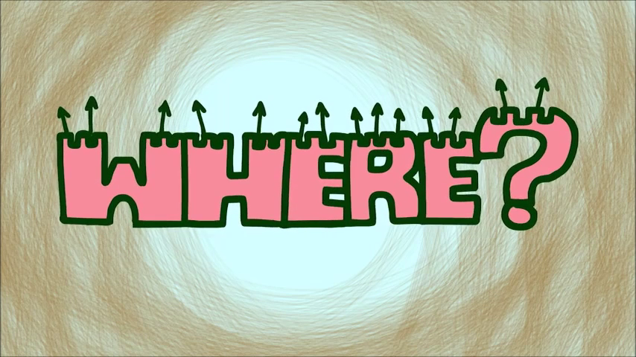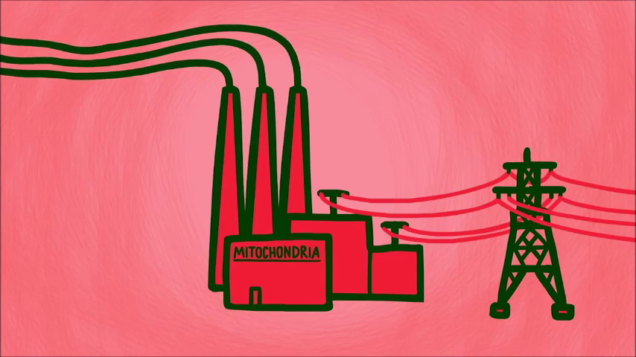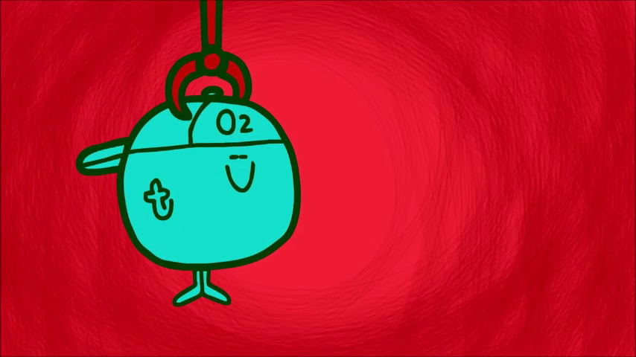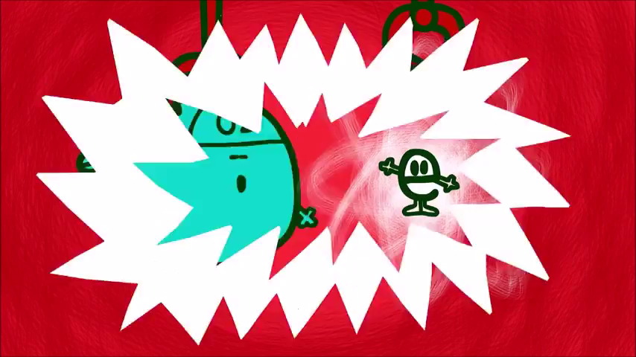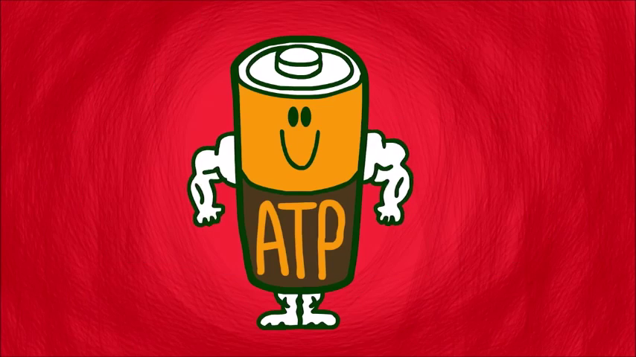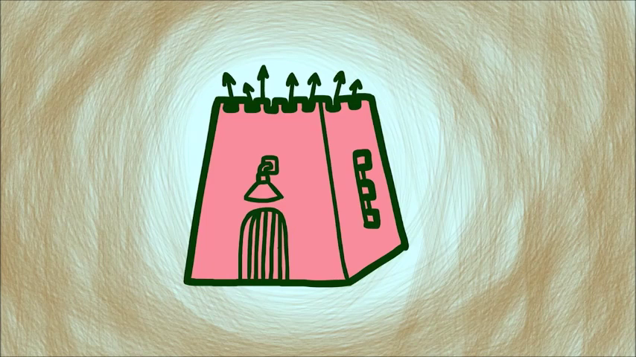Cells get energy from mitochondria. Mitochondria take in oxygen to make energy, and electrons from the food we eat are added to make water molecules. This process creates a high-energy molecule called ATP, which the cell uses to power all of its parts.